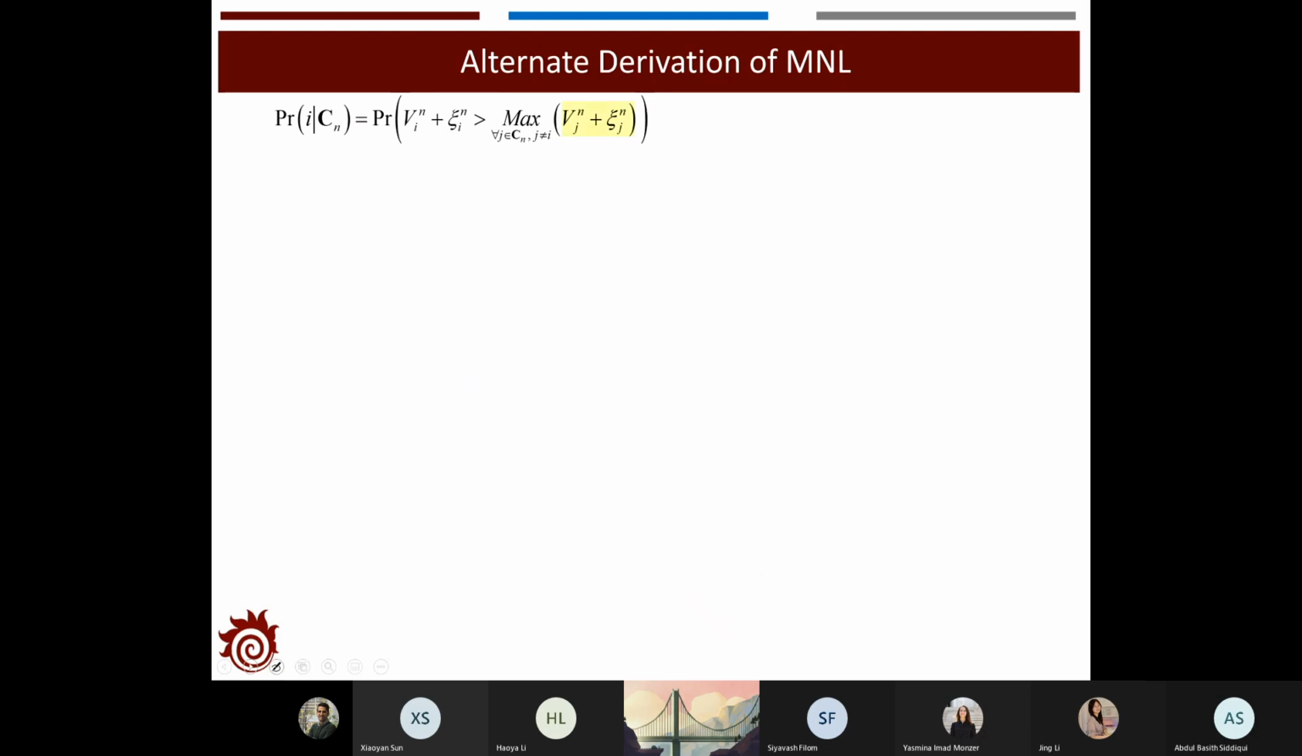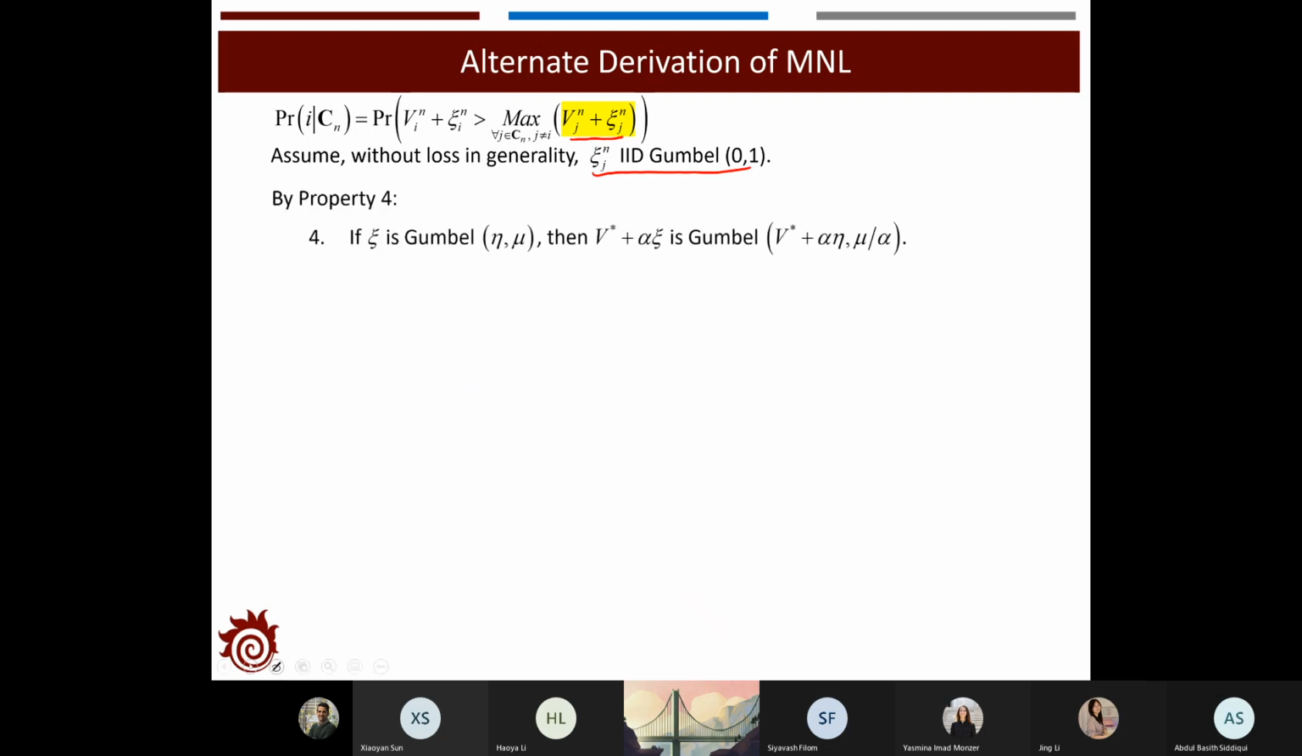But what we do is that first we check the distribution of Vj plus epsilon j. From property 4, we can easily find out this distribution. First of all, we assume that epsilon j is an IID Gumbel distribution with 0 and 1. With that, from property 4, we can easily find out that Vj plus epsilon j is a Gumbel distribution with the parameters of Vj and 1. So that's the first part.